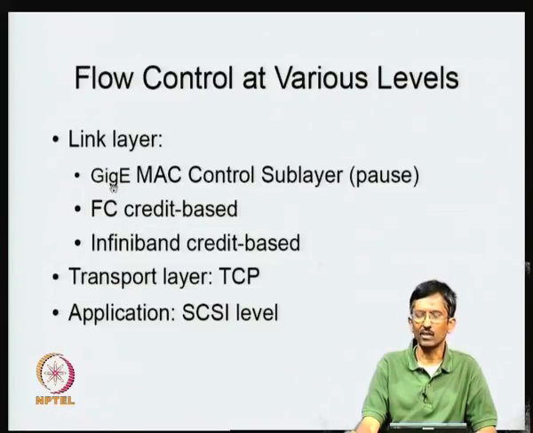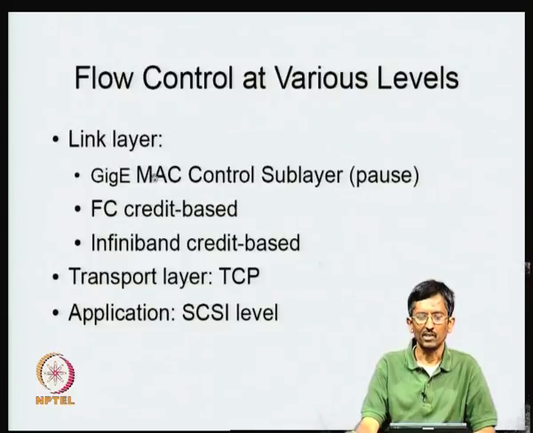if you look at gigabit Ethernet, it does it at something called the MAC control sublayer. So, you can actually control the rate at which somebody is sending information by having the recipient party say, I cannot handle your speed, please pause. And it tells you in terms of some nanoseconds. It tells you, for example, please pause for so many nanoseconds before sending again.